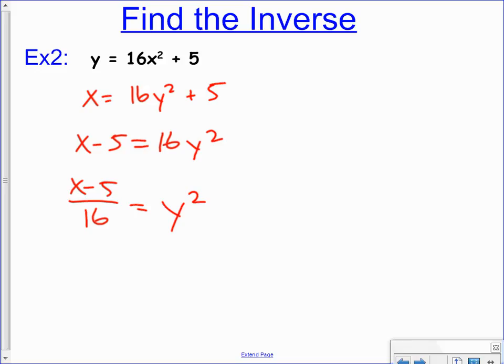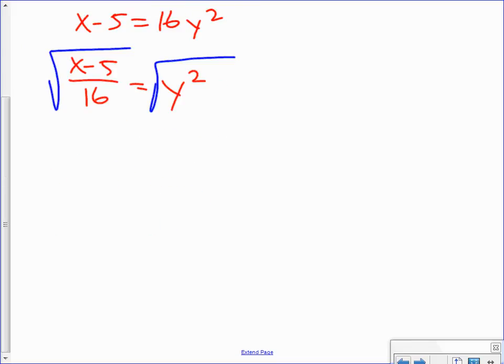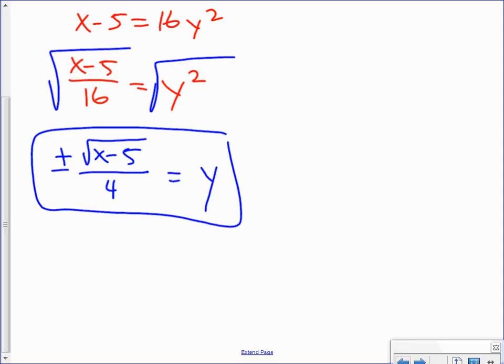I'll show you why. When you take the square root of both sides, it's very important to do plus or minus, and I'm going to show you. The square root of x minus 5 is just the square root of x minus 5, but what's the square root of 16? 4. Notice I don't need to put that 4 under the root anymore because it's the square root of 16. That is equal to y. So this will be the inverse.